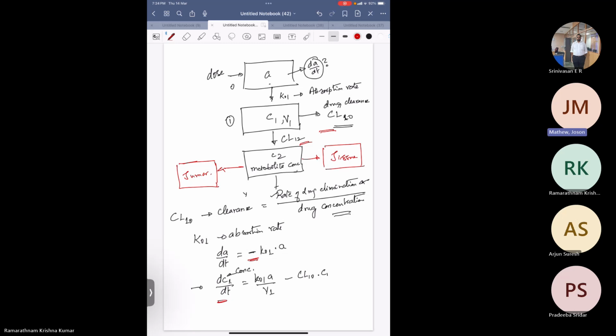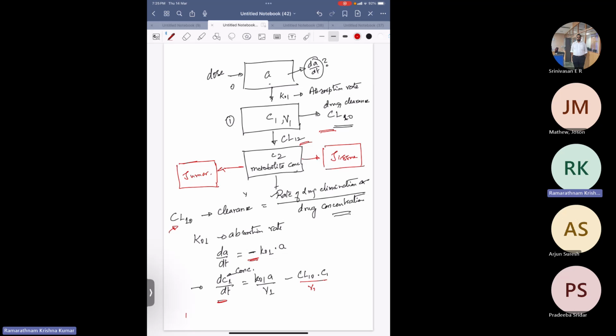Volume. Why silent? Don't understand? So the clearance is actually the rate of drug administration per drug concentration. No. Now let's look at this equation more clearly.